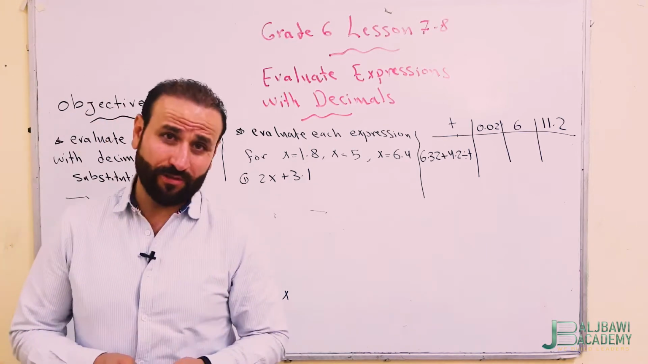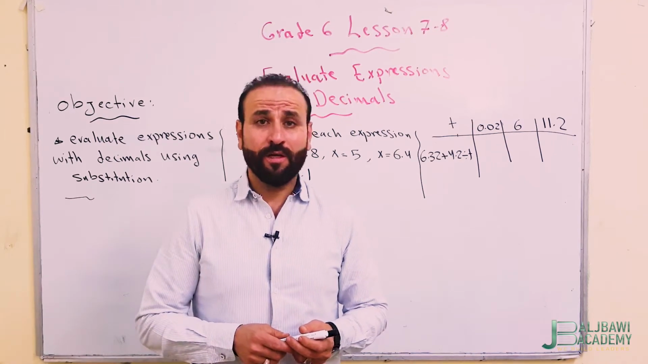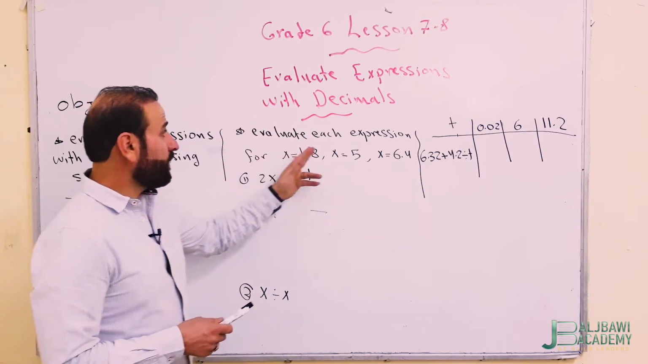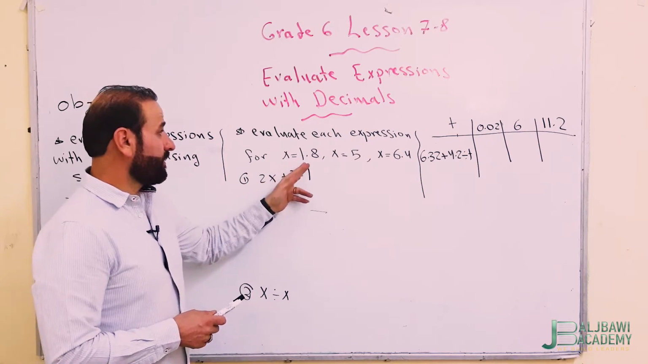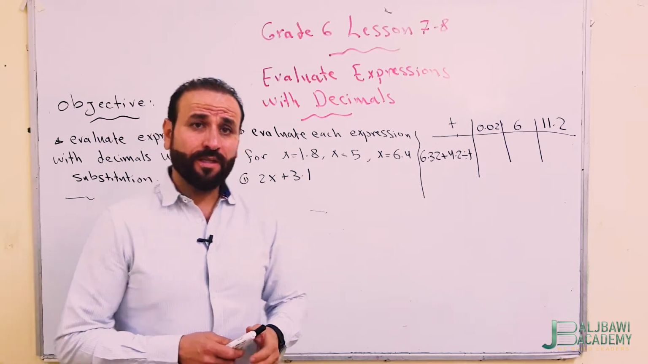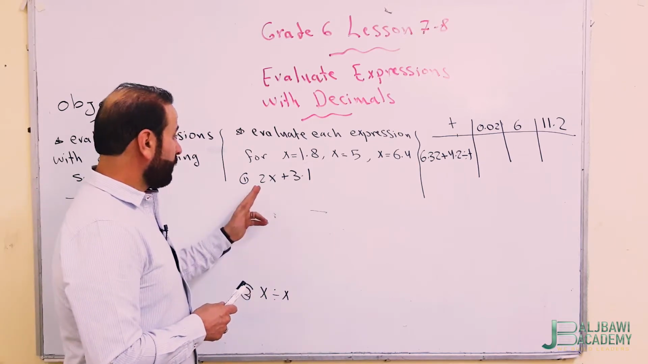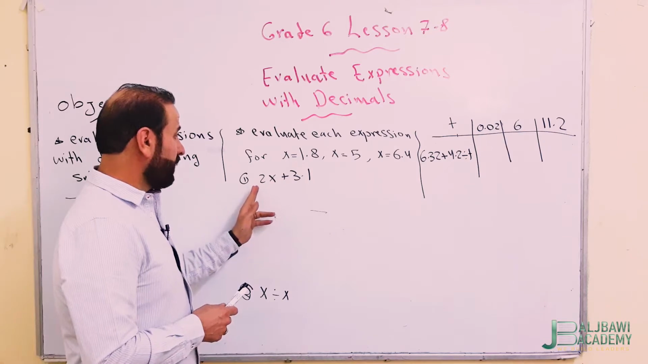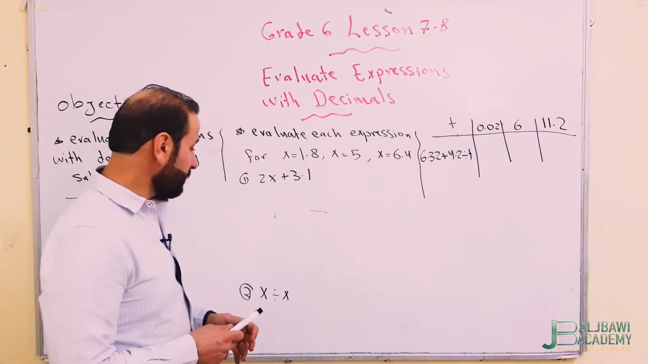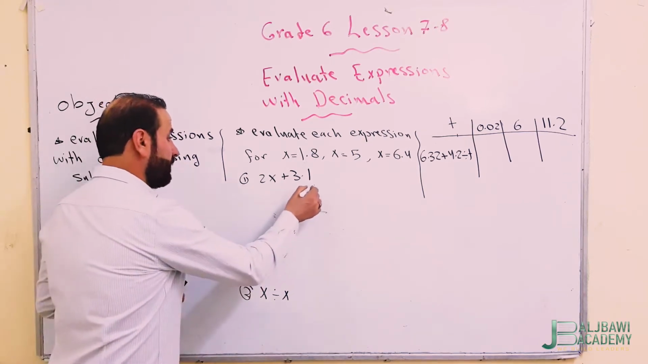So the main point today is to use substitution, which means to replace the variable with the given value. Here we start. Evaluate each expression for x equals 1.8, x equals 5, and x equals 6.4. Now I give you two expressions. The first expression is 2x plus 3.1. So we need to multiply x by 2, then we add 3.1, following the order of operations. And the second one, x divided by x. Let me start with the first one, for the first value.